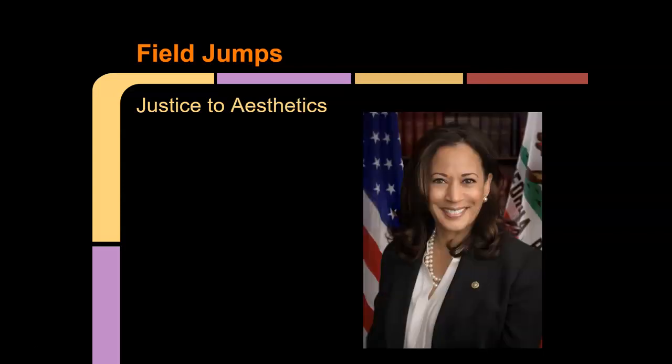Next, a field jump from justice to aesthetics. So this is, of course, Kamala Harris. She was running for president till a few months ago. And at one point, you'll notice the flag behind her. She was the Attorney General of the state of California, which is a big job, by the way.